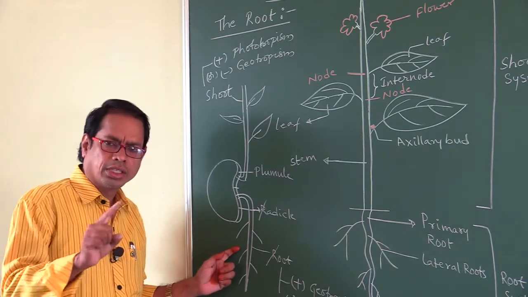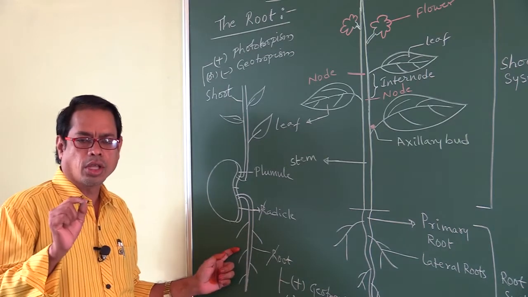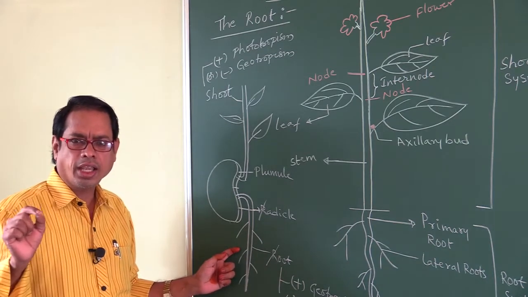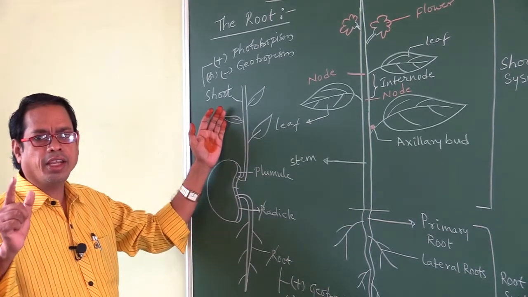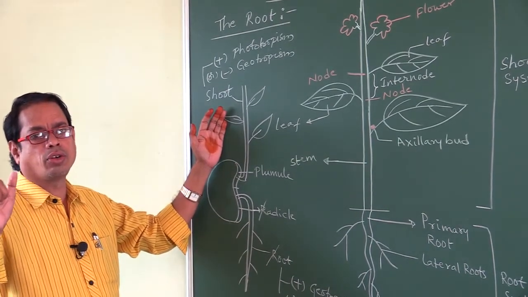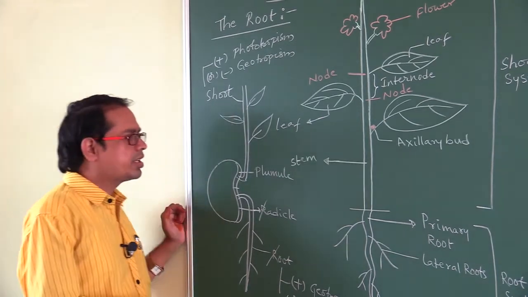The roots do not contain nodes and internodes. The root system does not contain buds. The shoot system contains nodes and internodes. Shoot system contains buds. What is a node?